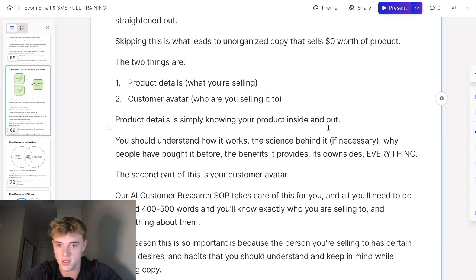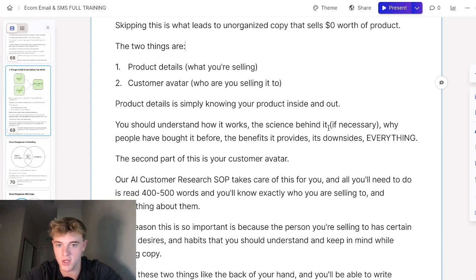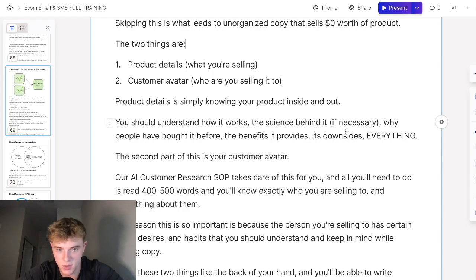Product details is simply knowing your product inside and out. You should understand how it works, the science behind it, if there's science involved, why people have bought it before, the benefits it provides, its downsides, everything about it.